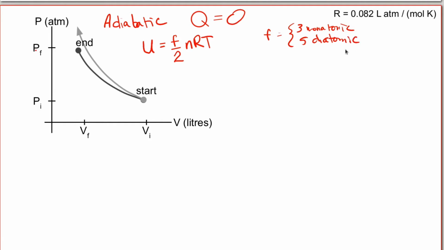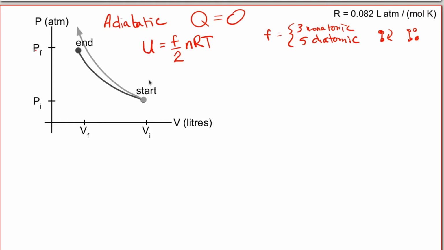This is because, remember, we bring in those 2 additional degrees of freedom. If I have a molecule shaped like a dumbbell, it can rotate this way, or it can rotate in and out of the screen. So those are 2 additional modes of energy storage that we have for a diatomic molecule.